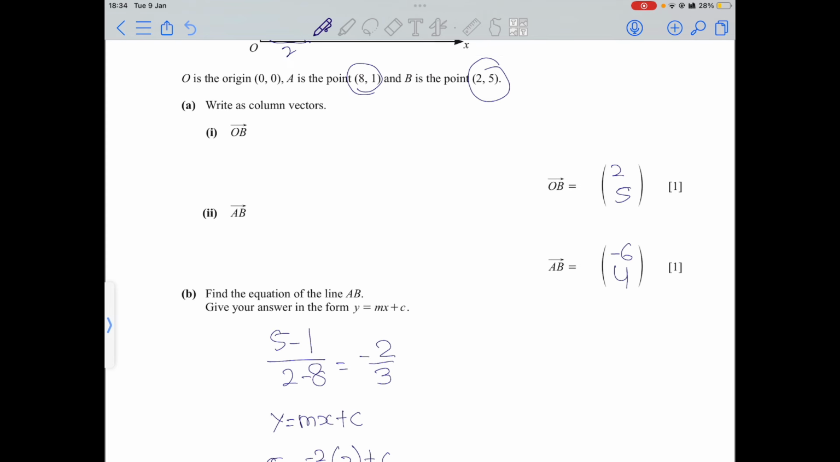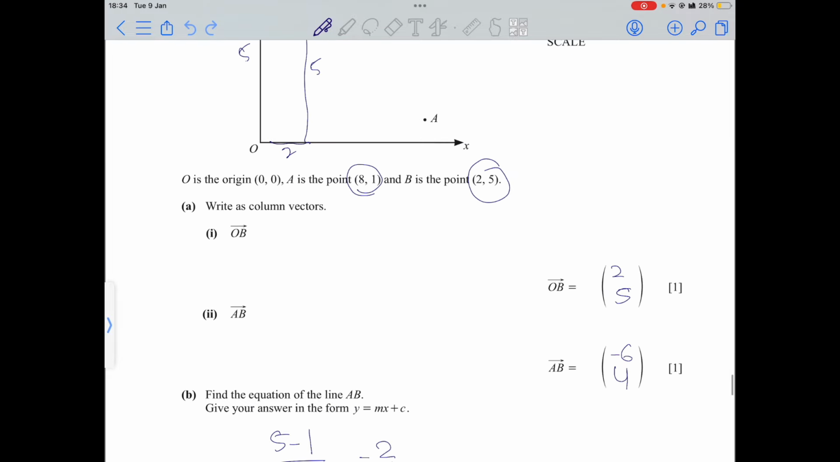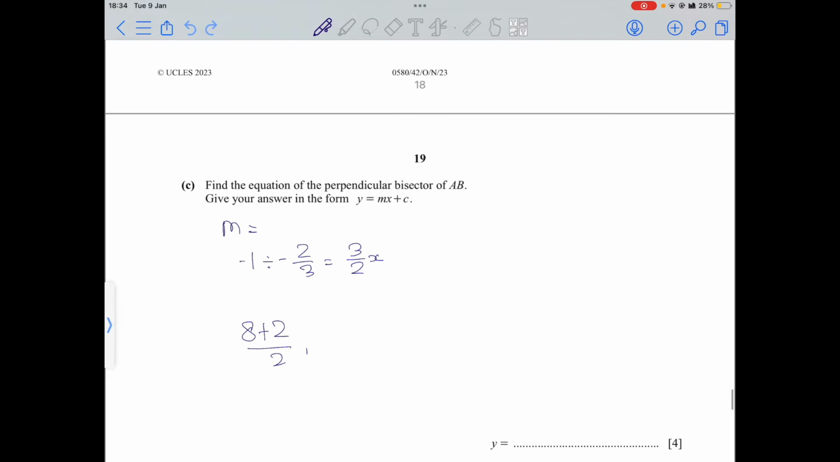Alright, now if you want to find the midpoint of AB, the midpoint of the line AB, it equals x1 plus x2, 8 plus 2 divided by 2, because this is the A point x value and this is the B point x value, comma, the other points that we have is basically here, that is 1 and 5. So 1 plus 5 divided by 2. This gives me 8 plus 2 is 10, divided by 2 is 5, comma 1 plus 5 is 6, divided by 2 is 3. 5 and 3.